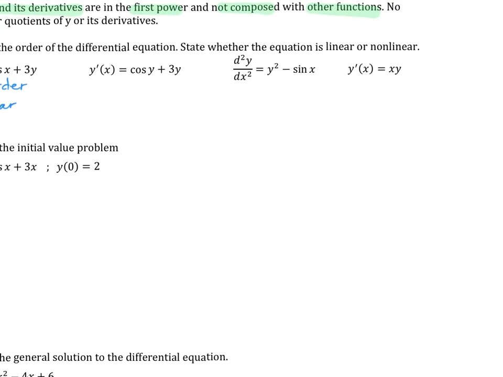The next equation is y prime of x is equal to cosine of y plus 3y. Again, the highest derivative is a first derivative, so it's a first order differential equation, but it's actually nonlinear. And it's nonlinear because of cosine of y. That's a composition of cosine with the function y. Since that's a composition of our function y with another function, it makes it nonlinear.